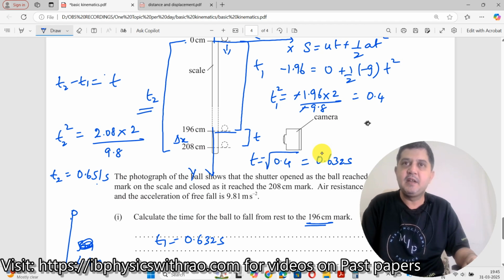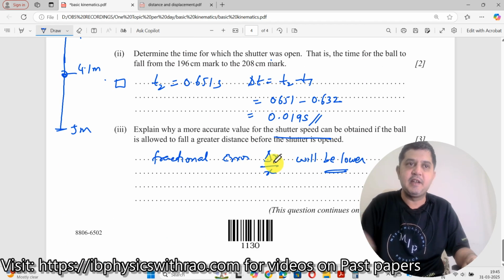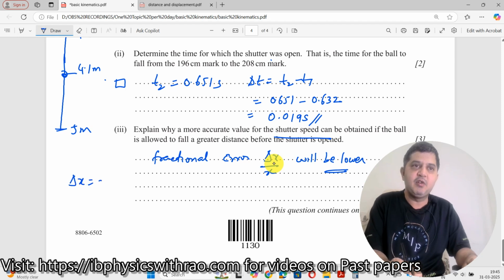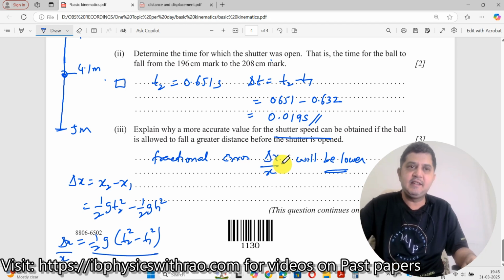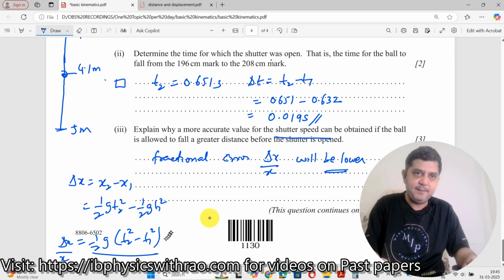So we took delta x is equal to, first let me write it down here. Delta x is equal to x2 minus x1. What was x2? x2 was half g t2 square. What is x1? Half g t1 square, right? So which should now be equal to half g into t2 square minus t1 square. Okay, so therefore now this delta x depends on this. If I divide this by x, then what do I get? I can write x like this over here.